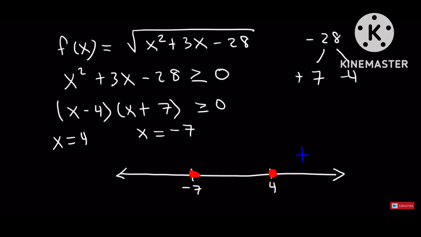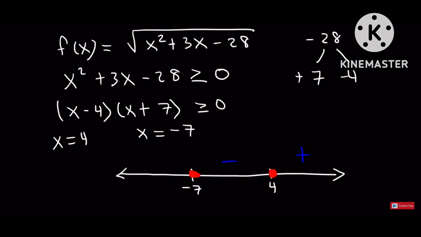Now, if we pick a number between negative 7 and 4, let's say 0, and plug it in, 0 minus 4 is negative, 0 plus 7 is positive. A negative number times a positive number is a negative number. So if we choose any number in this region, it's going to give us a negative result.